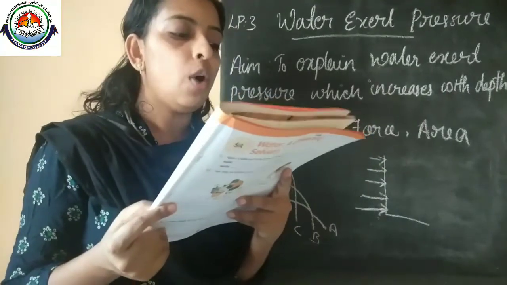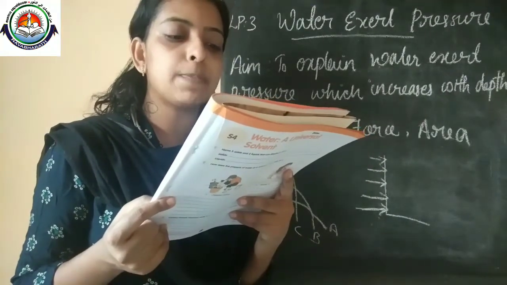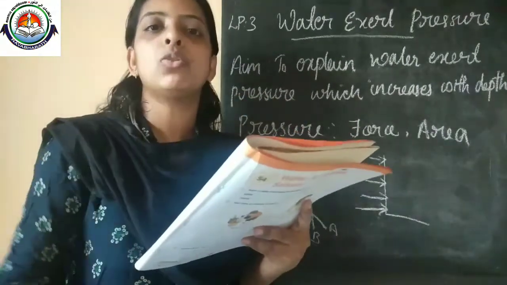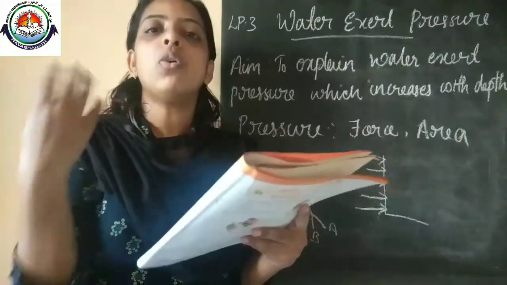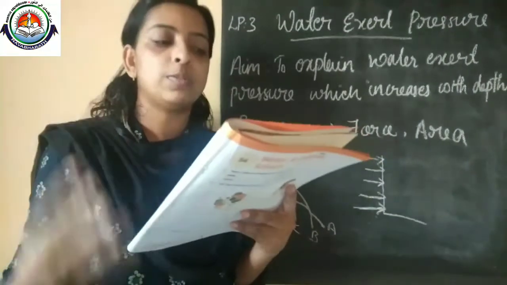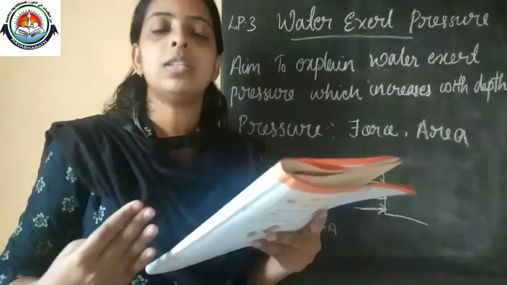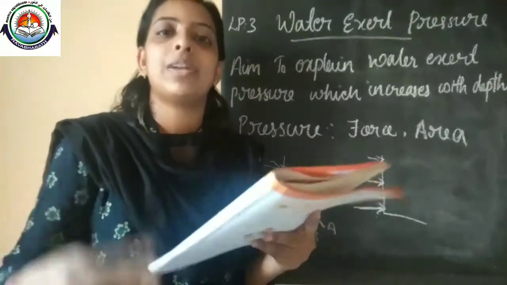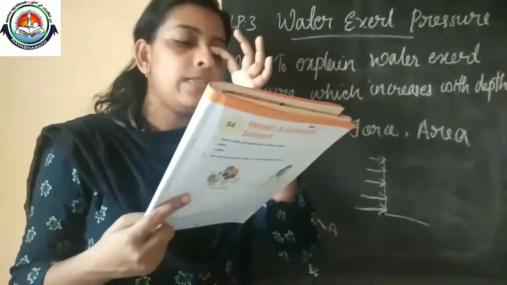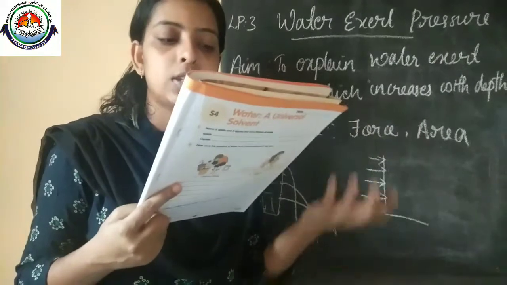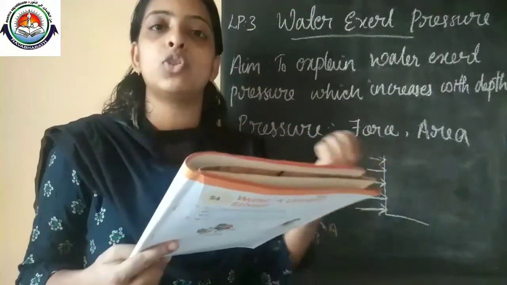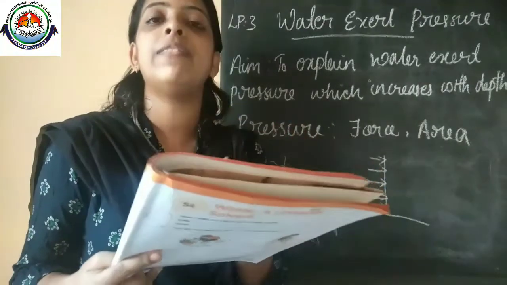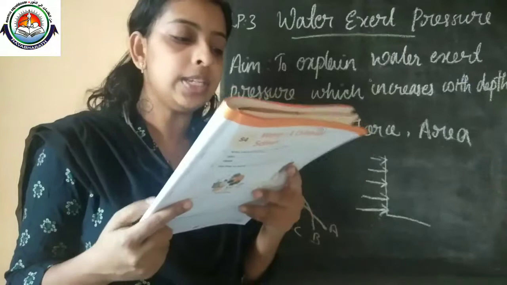And the third question: why is the body of a submarine made of strong materials? Because they go deep into the water. So what will happen? At the bottom side, the pressure is more. So that's why submarines are made of strong materials, to withstand the high pressure when they go deep into the sea.